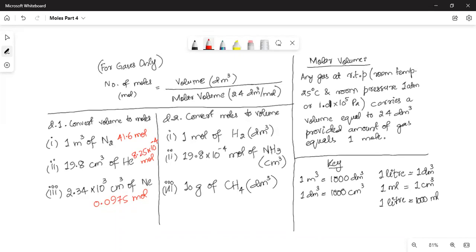Question number two has always been a multiplication question in which we take the denominator and multiply it with the number that I've given you. So the denominator is 24 and it does not change in this question. So is the answer 24 for the first part? Yes, it's 24 decimeter cube for the first part.